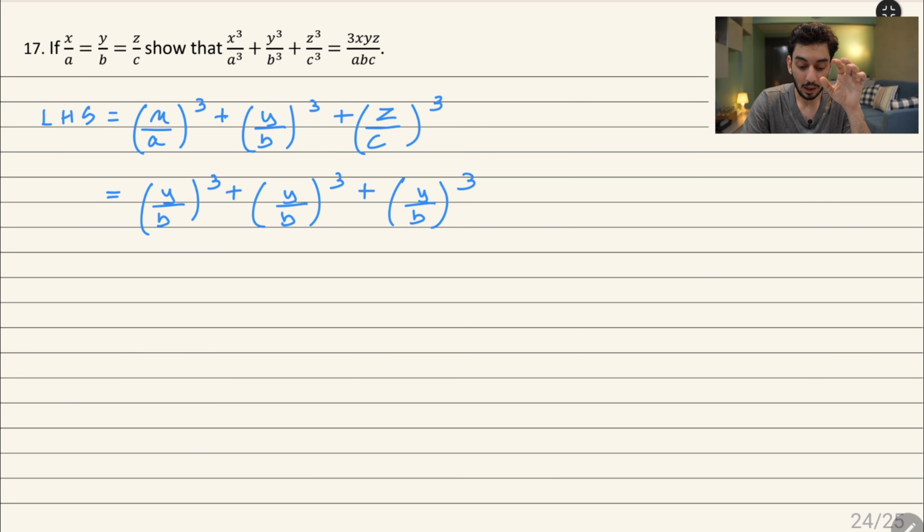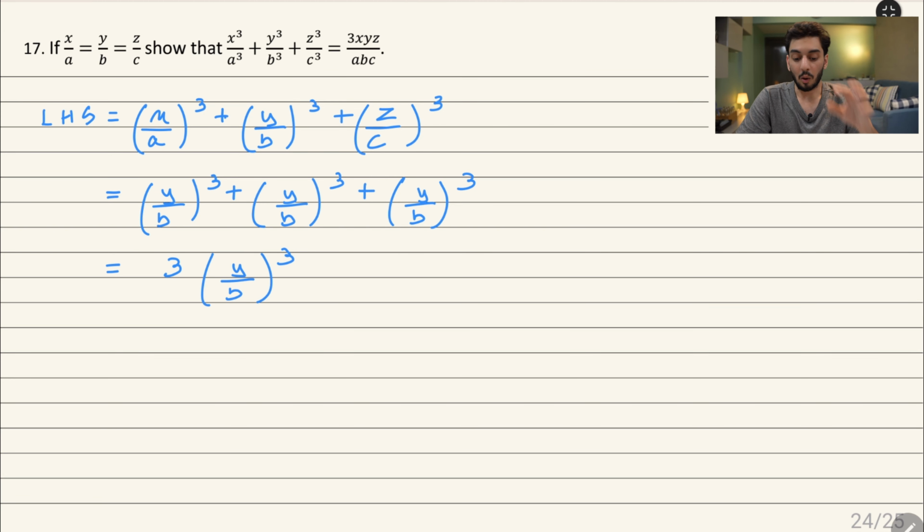Now I know you must be thinking why only y upon b? Why do I not write y upon b and z upon c as x upon a? Why such partiality? No partiality, you can do whatever you feel like. Because all the three are equal to each other, we'll just retain one of them and get rid of the other two. So this is y upon b the whole cube plus y upon b the whole cube plus y upon b the whole cube, which is 3 times y upon b the whole cube.